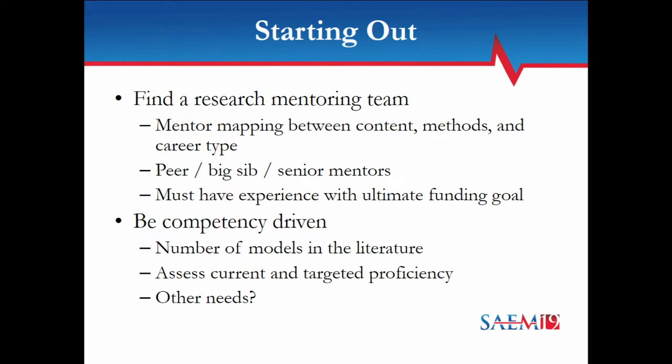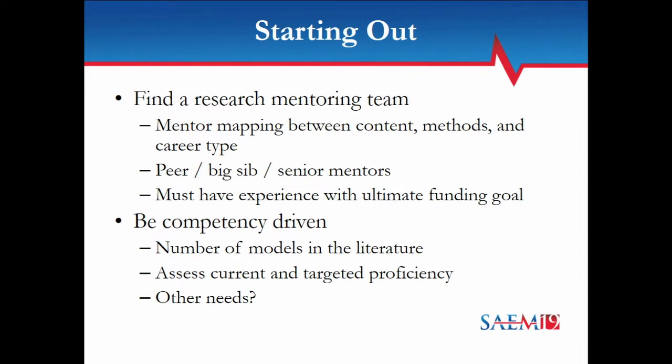Sometimes, and we find this a lot within EM, they're actually peer mentors or big sib mentors. Maybe they're a couple of years ahead of you in the process. That's perfectly fine. The key thing, and I think every one of us has said this, is you want people that are in this pathway. If you're going towards independence, you want people that have gotten that K award, that have gotten that R01, that know what it's like to walk that walk and what you're going to run into, because they have the expertise that you need.